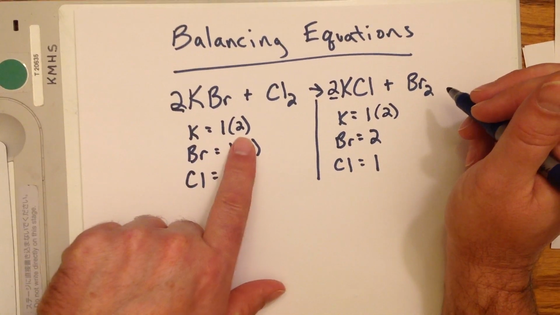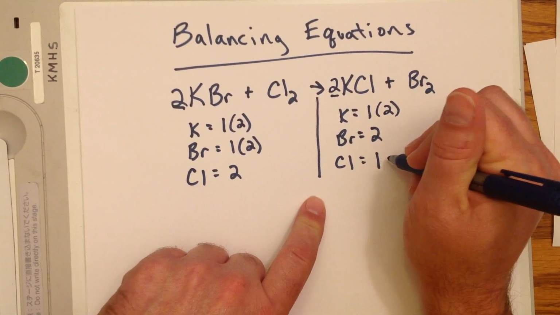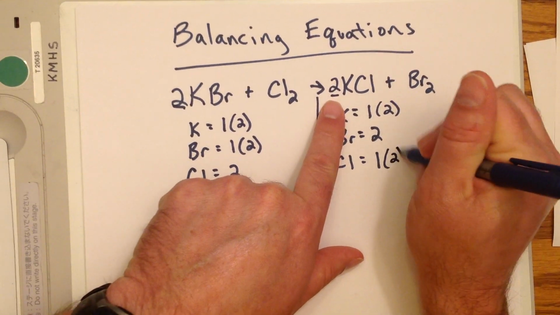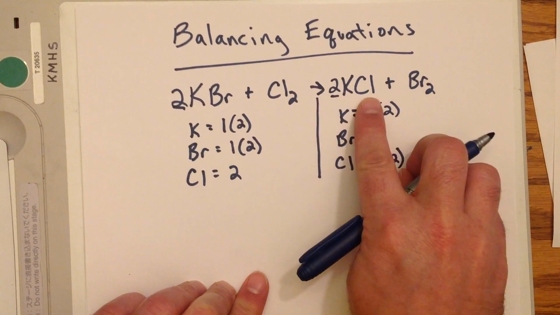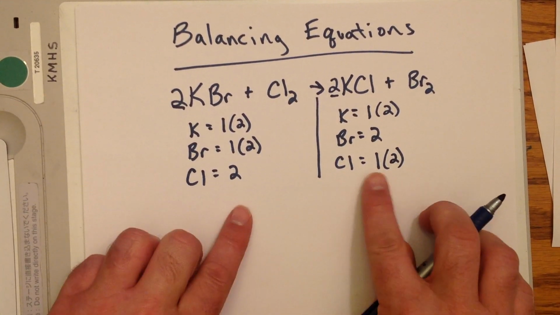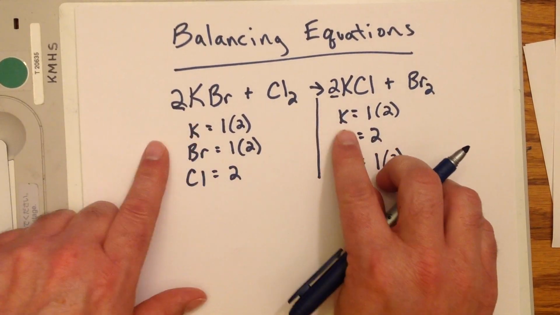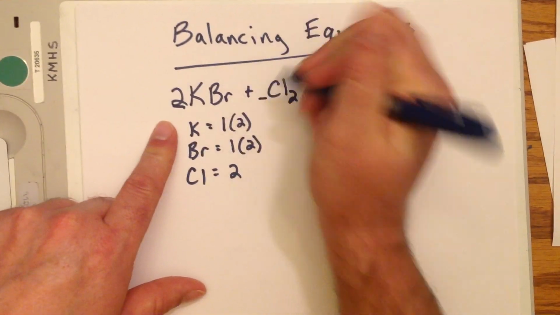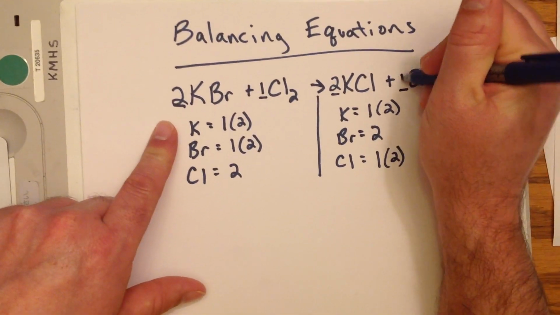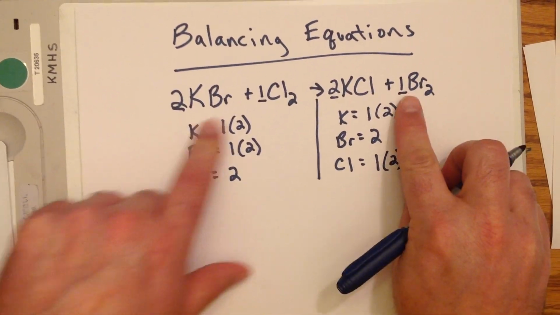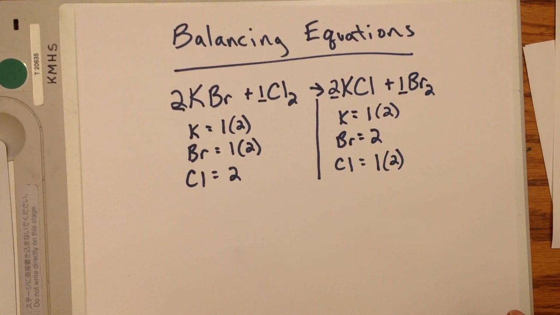So now I have 2 potassiums, 2 potassiums, 2 Brs, 2 Brs. But when I put the 2 here, I also had to bring it down here to the Cl. The distributive property says it distributes across. So now I have 2 Cl's. I have 2 Cl's here. So now my equation is balanced with a 2, an understood 1, and some people like to put 1 there, and another understood 1 here. Again, you don't have to put that, but some people like to just to know all the coefficients.